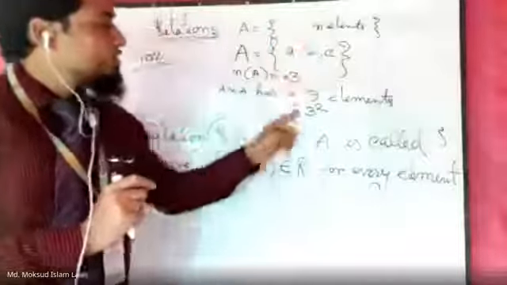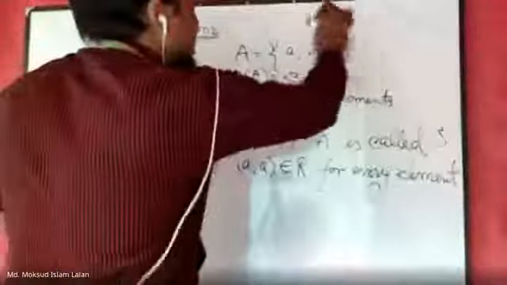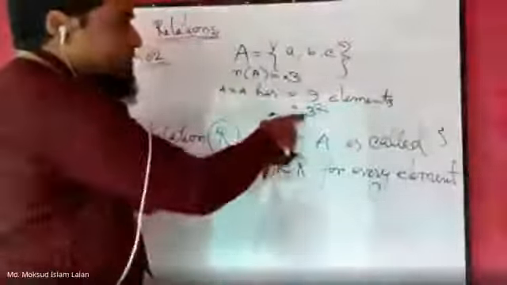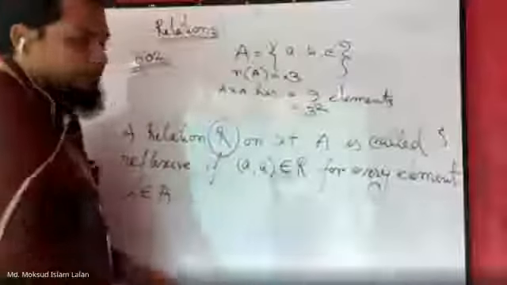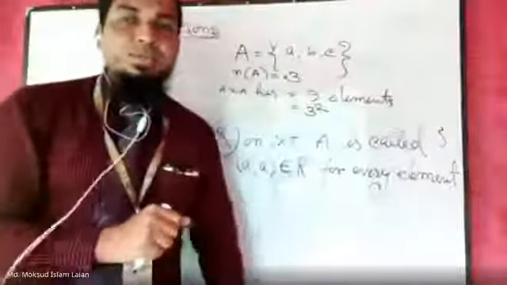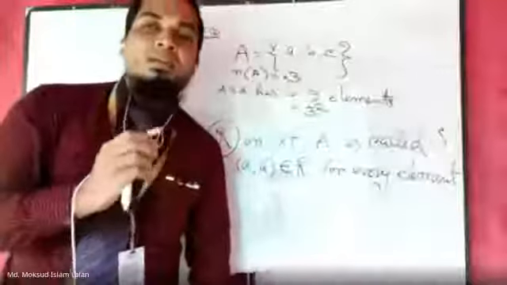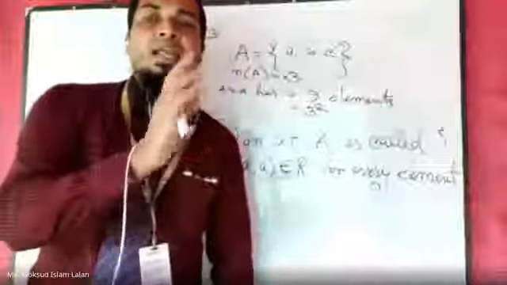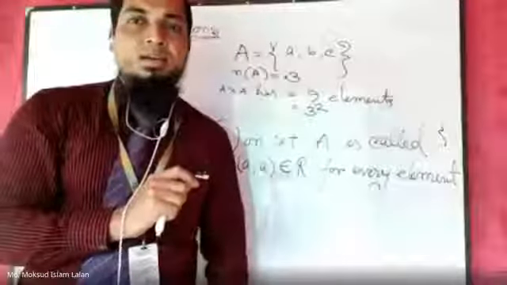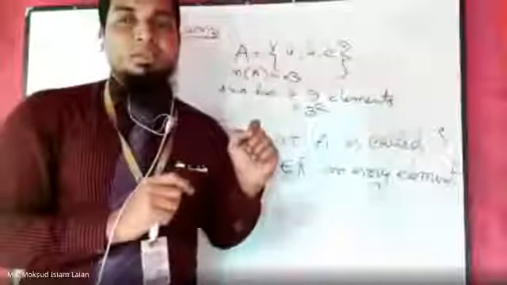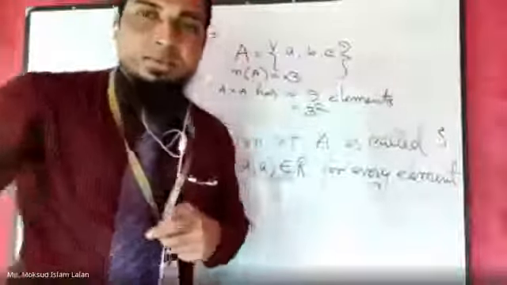For this math, we are considering A, B, C. So for this math, A has 9 elements, I mean 3 square. Now, dear student, how many relations can you develop? How many relations can you write if A has 3 elements? Do you understand the question?